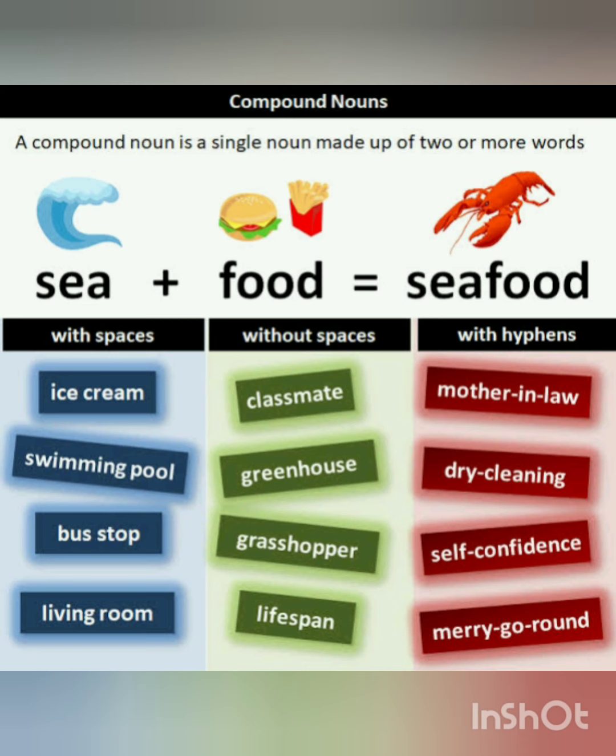The examples are ice cream, greenhouse and dry cleaning. All these are three different types of compound nouns with their examples.